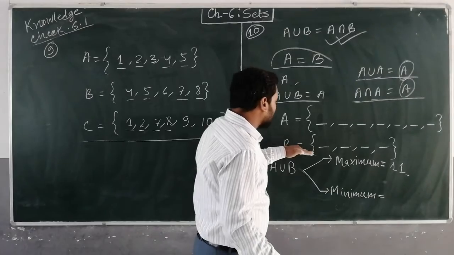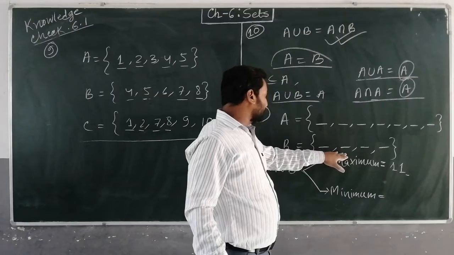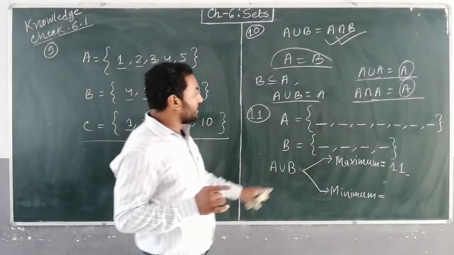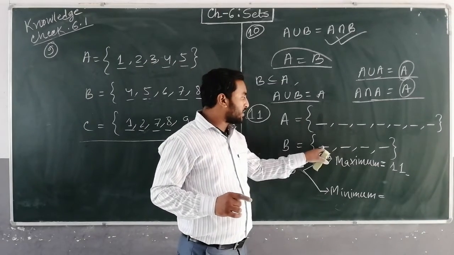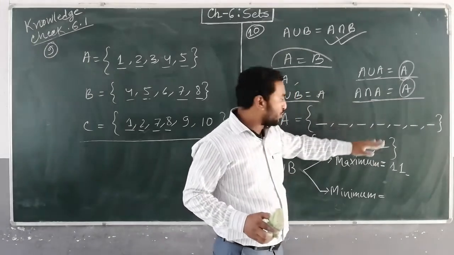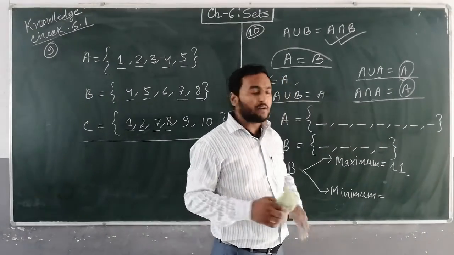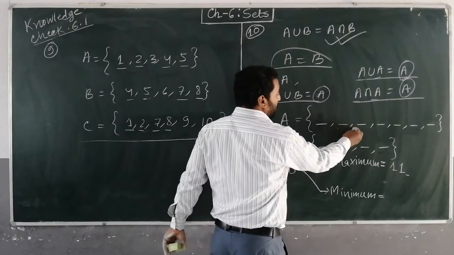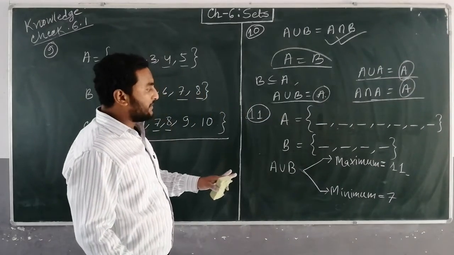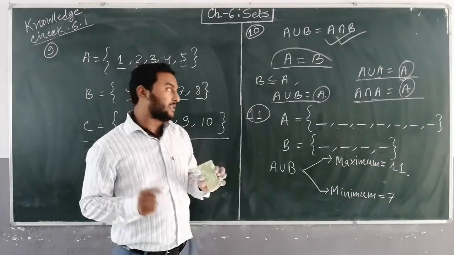If B is a subset of A, meaning all the elements of B are present in A, then what will the union be? The union will not repeat any elements, because all these 4 elements are already present in A, so there is no need to consider them twice. So the minimum number of elements in A union B equals the number of elements in A, which is 7. So the maximum will be 11 and the minimum will be 7.